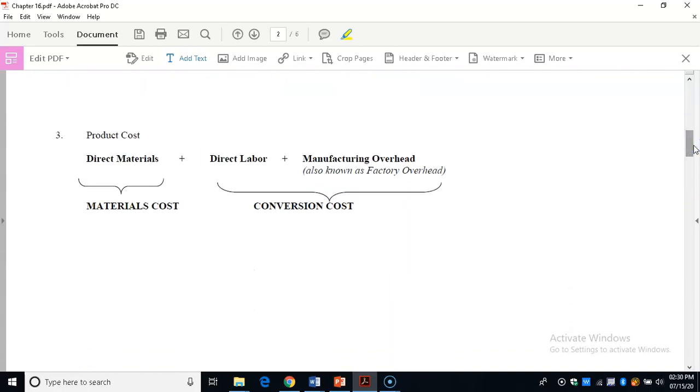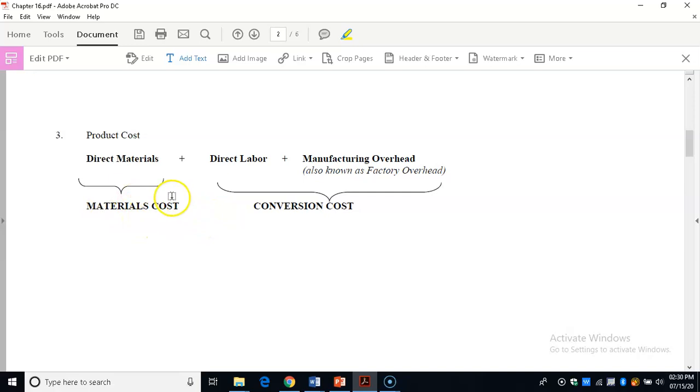Okay, next thing you need to know is that every product has 3 ingredients. Every product includes 3 costs. Remember, these 3 costs are called total manufacturing cost, or we call them product cost. Every product has direct materials. We're going to call that materials cost.